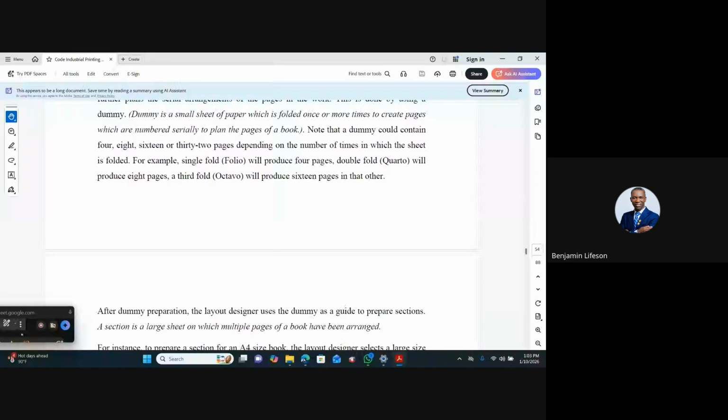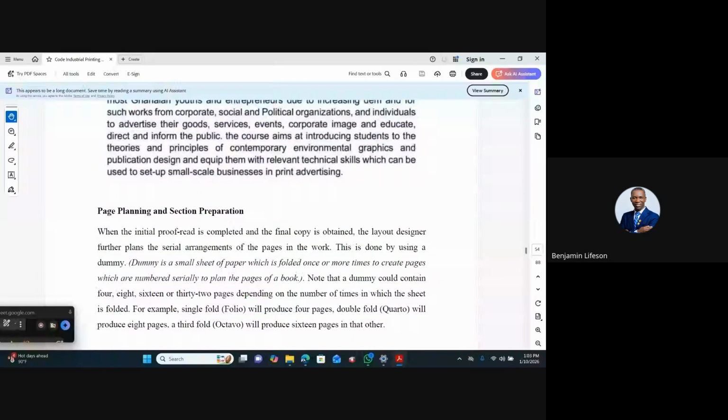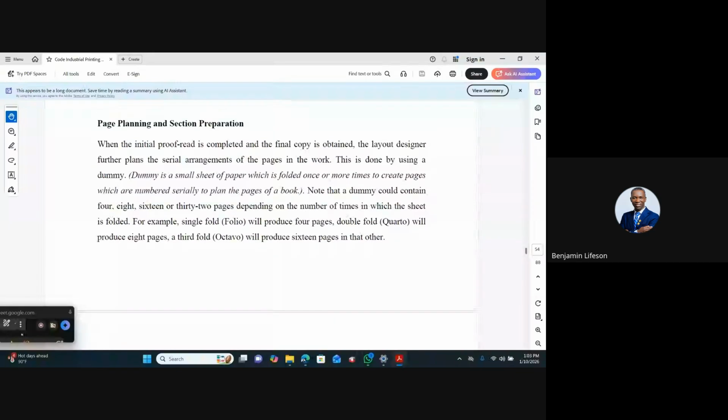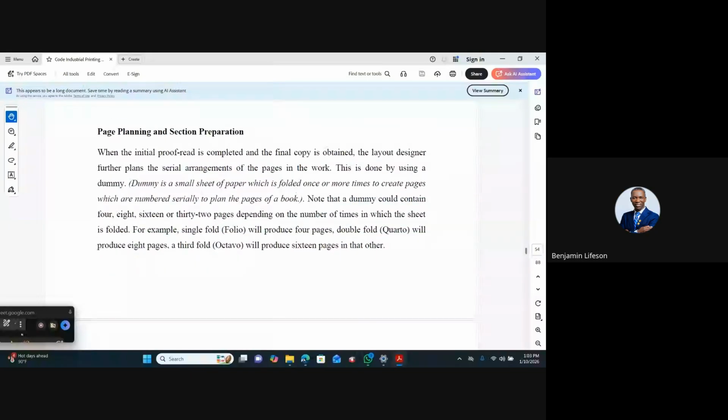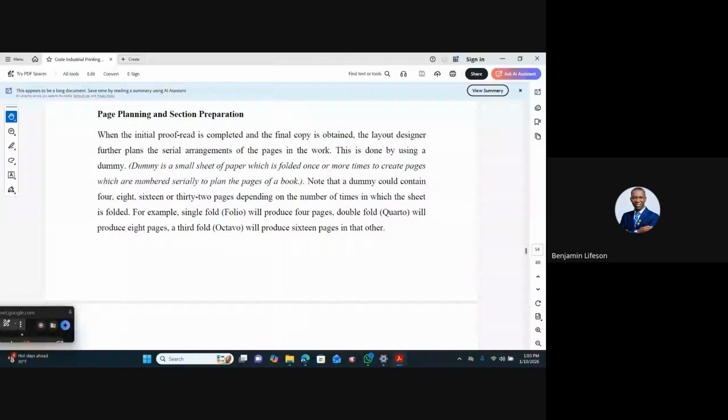So we go to page planning and section preparation. There's a terminology that we call section. So we want to learn how to do page planning and section preparation. So let's go.